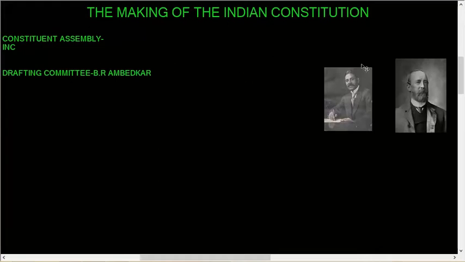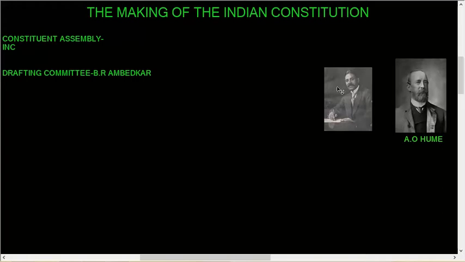Now, you will notice that there are two pictures here. The first picture, this one right here, is A.O. Hume, or Alan Octavian Hume. He was a Britishman who founded the Indian National Congress. So in a way, the Indian National Congress was the major player in drafting of the Constitution, and that was founded by A.O. Hume, a Britishman.